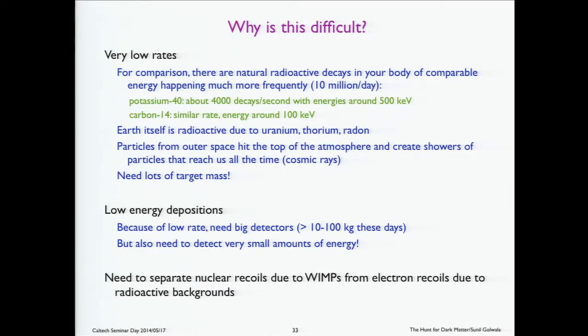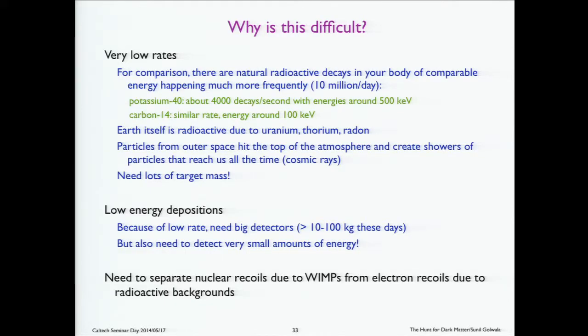Okay, so why is it hard to do this? Well, as I mentioned, the rates are very low, and the key thing is that there's a whole lot of other stuff hitting any detector you build. If, for example, you just look at your body, there's an enormous number of radioactive decays happening in your body per second, about 4,000 decays per second from potassium and a comparable number from carbon, and you can't get away from those. You need potassium and carbon. And the Earth itself is fairly radioactive due to uranium and thorium and radon. If you are above ground, we're all being showered constantly with particles that are created when very energetic cosmic rays hit the top of the atmosphere and create showers of charged particles, so that kind of stuff is hitting us.